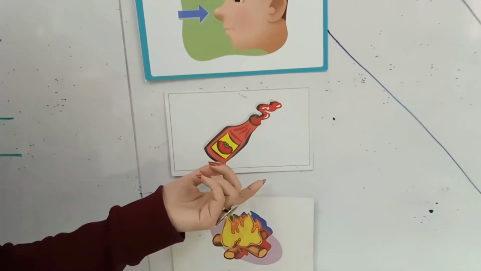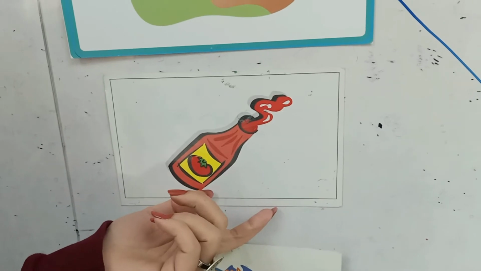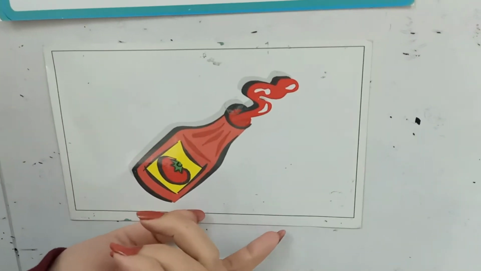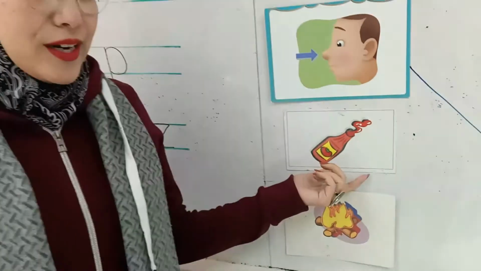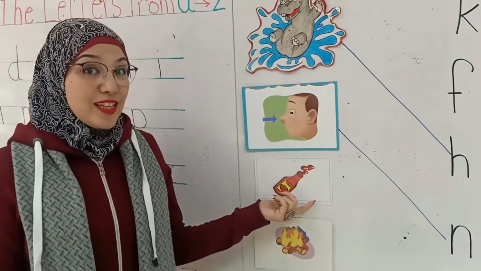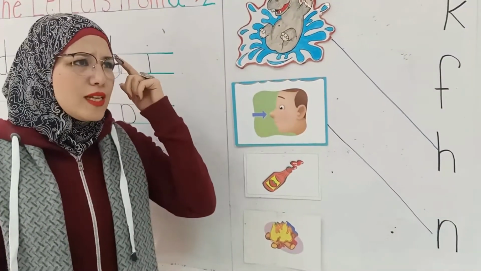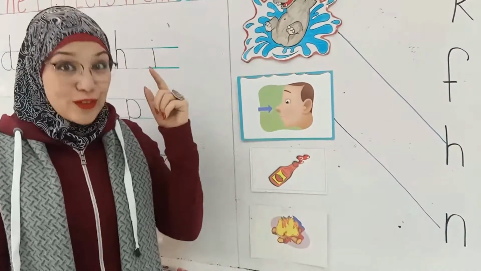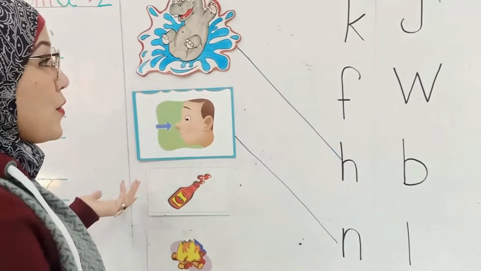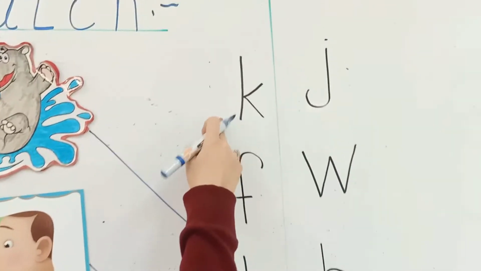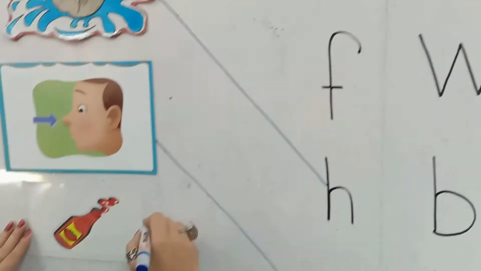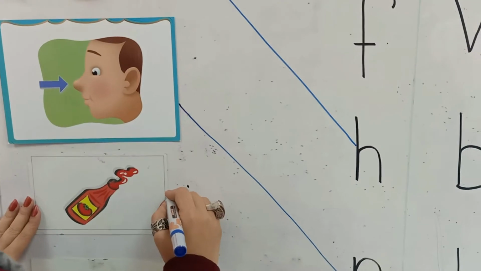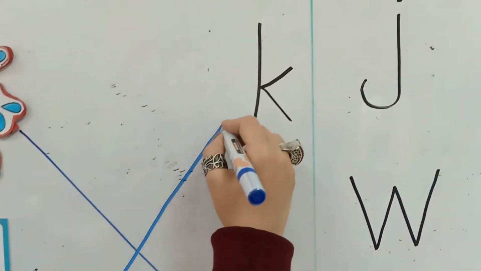Now, what is this, KG1? Super! Ketchup. Ketchup starts with letter K. K is for ketchup. Super! Where is K? Super, super. Here is letter K. We are going to match ketchup with letter K.